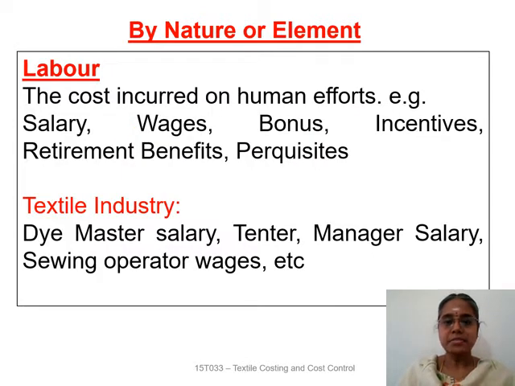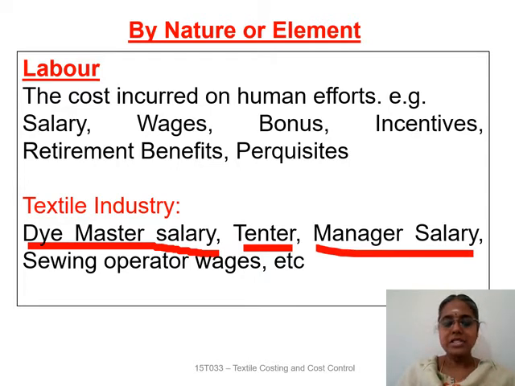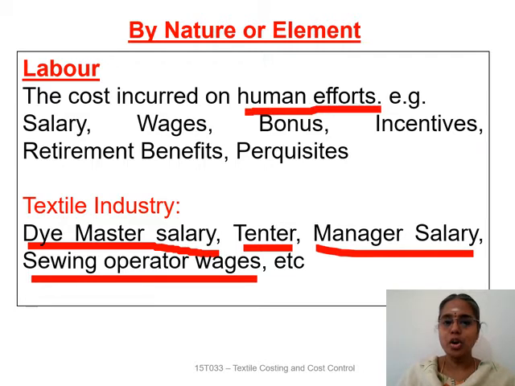Next are examples. You can say in the dyeing industry, dyeing master salary, a tenter. Who is a person? Tenter. Yes, he is a spinning mill direct labor. Then manager salary is an indirect labor. Manager is a common term. You can apply it for spinning, weaving, or knitting, or any other industry. Sewing operator wages occur in your garment industry. So these are examples for labor costs. The cost incurred on human efforts is called labor cost.